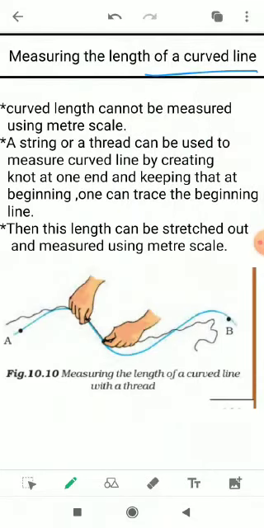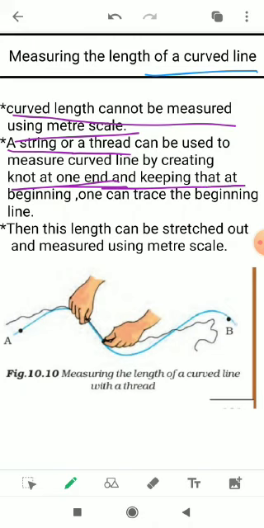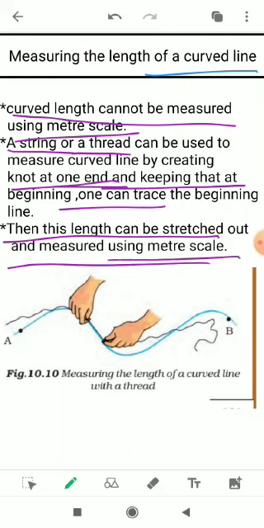For example, here you can see the curve length cannot be measured using a meter scale. So for that we can use a string or a thread for measuring the length of any curved line. What we need to do is, we will knot that thread at one end of that curved line and place that thread on that curved line, and the last point of that thread, we will stretch it straight and measure the length of that thread using a meter scale, and that will be the length of that curved line.